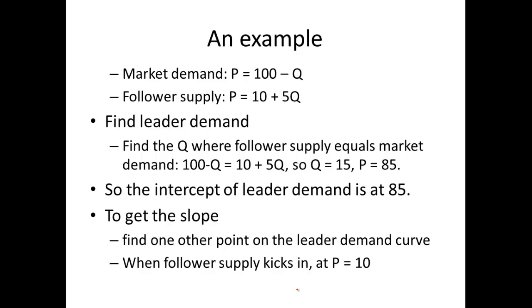Probably the best way to get control of a model like this is to work through an example. And so let's do that. Let's start with a very simple market demand curve. P equals 100 minus Q. Here's the follower supply curve. P equals 10 plus 5Q.